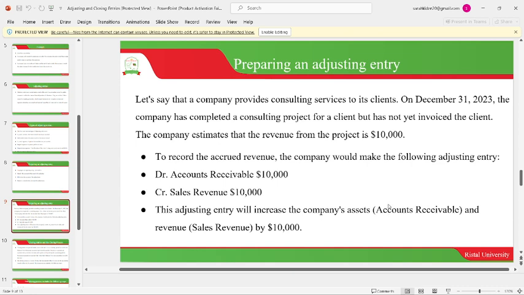So it means the company's assets, accounts receivable, it is an asset for the company. So it is increased by 10,000 dollars. And then the sales revenue is also credited by $10,000.